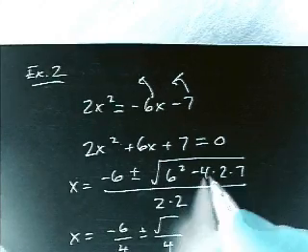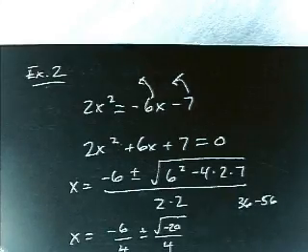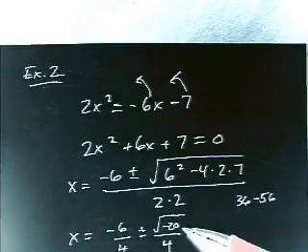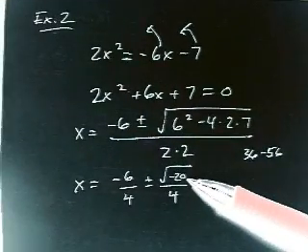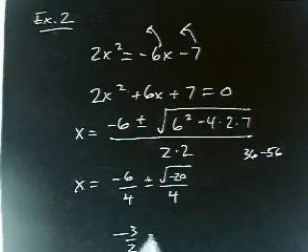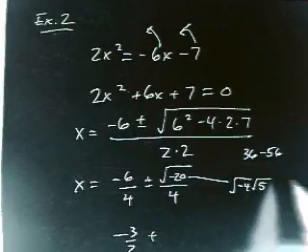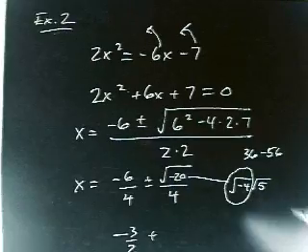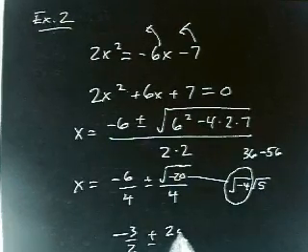What do we got there? 36 minus 56. That's a negative 20. Do you see it? I see it. Maybe you don't see it. Do you see it? I hope you see it. Yes, we got to take care of the i. So we got a negative 3 over 2 plus or minus, oh yeah, this is the square root of negative 4 and the square root of 5. Anybody know what the square root of negative 4 is? Thank you. 2i.